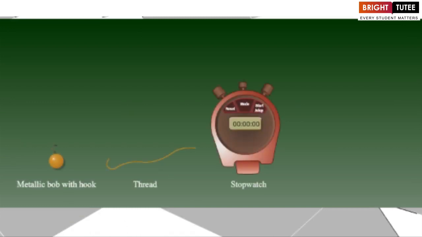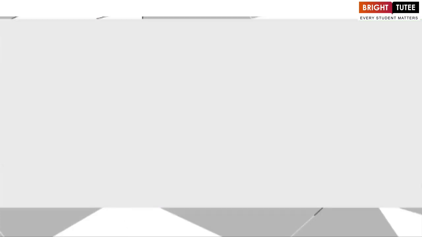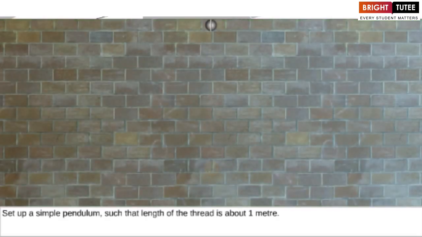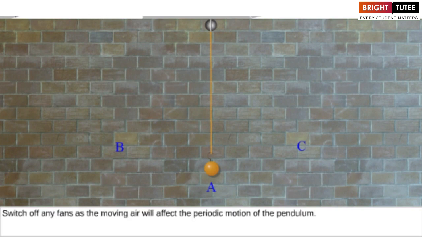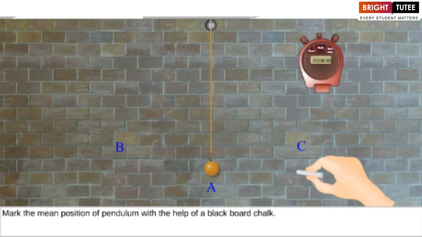To find the time period of a simple pendulum. Materials required: metallic bob with hook, thread, stopwatch, blackboard chalk. Method: set up a simple pendulum such that the length of the thread is about 1 meter. Switch off any fans, as moving air will affect the periodic motion of the pendulum. Mark the mean position of the pendulum with the help of blackboard chalk.